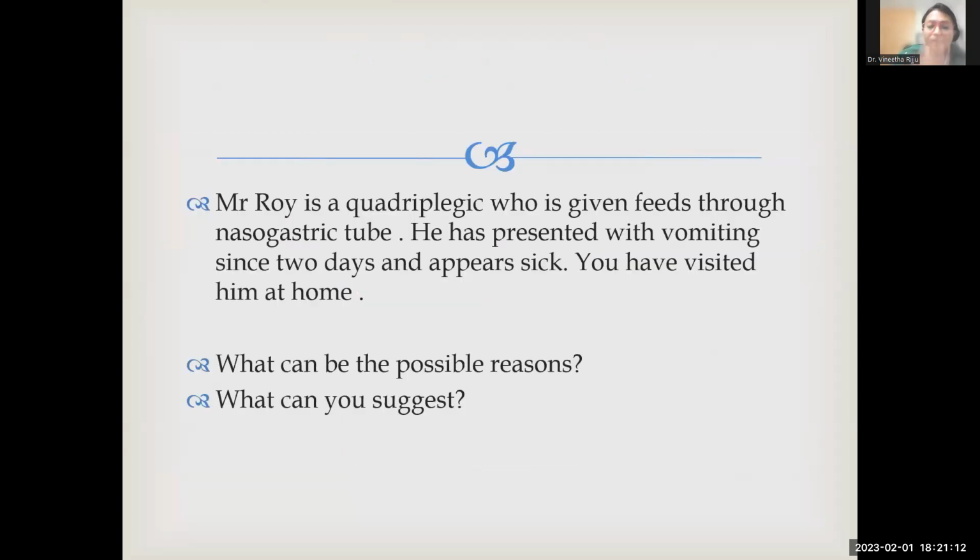Yes, so Mr. Roy is a quadriplegic who is given feeds through a nasogastric tube, and he has presented with vomiting since 2 days. So this is a patient who is getting feeds through his Ryle's tube, but now he is having vomiting since 2 days and he is sick. What can be the possible reason for this patient who has a Ryle's tube and is vomiting since 2 days and is now sick?